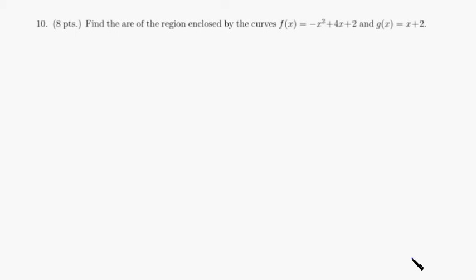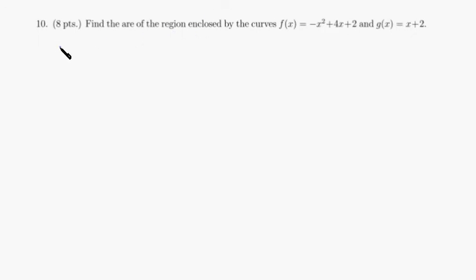Okay, let's look at practice exam 3, problem number 10. We want to find the area of the region enclosed by these two graphs. First we need to know what they look like, so let's find the intersection points of these two graphs.